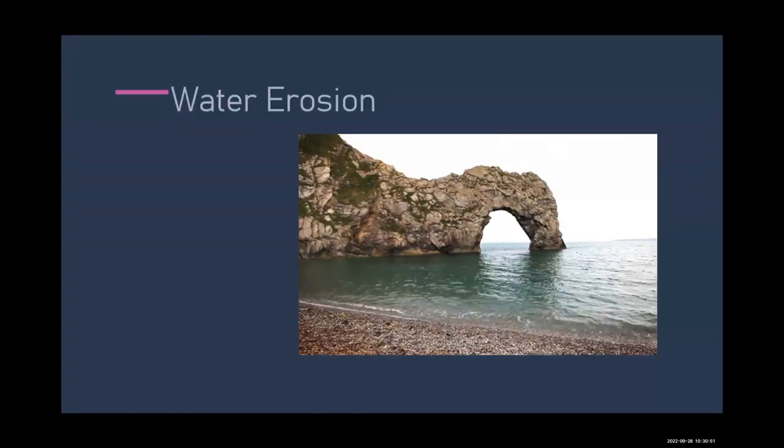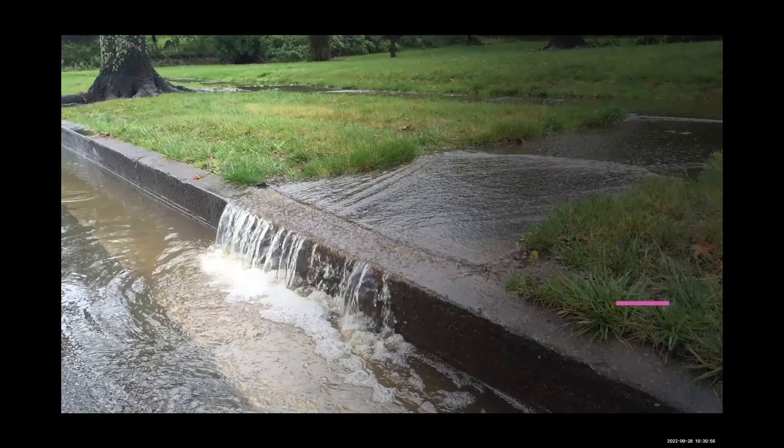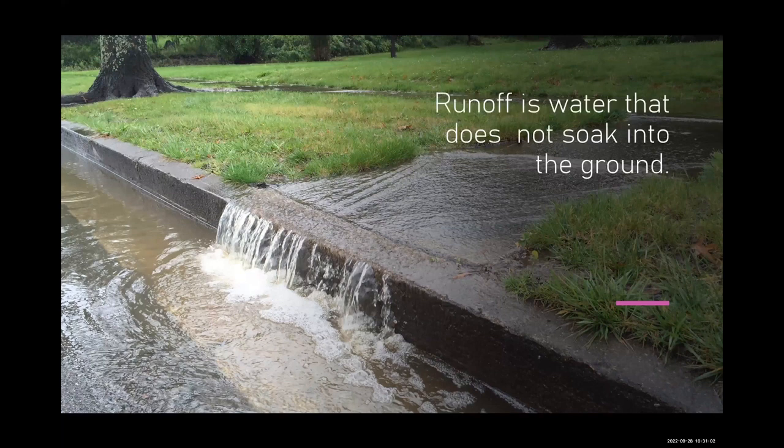So let's talk about water erosion a bit. Water that does not soak into the ground is called runoff. And right here you see an example of some runoff. That's why we have gutters and storm drains built into our streets.